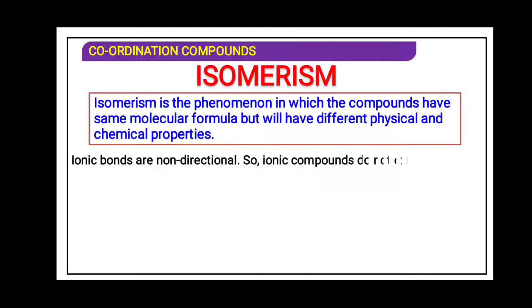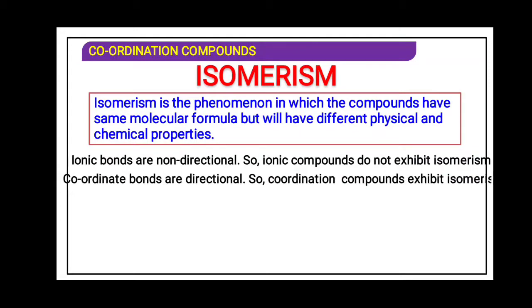Isomerism, just now we have seen the definition. Ionic bonds are non-directional, so ionic compounds do not exhibit isomerism. Coordinate bonds are directional. So in space we have a three-dimensional structure, and we will see different spatial arrangements. Because of that, isomerism will be exhibited.